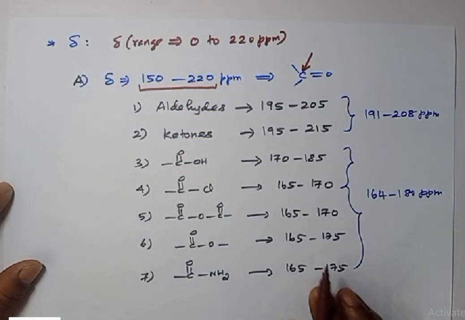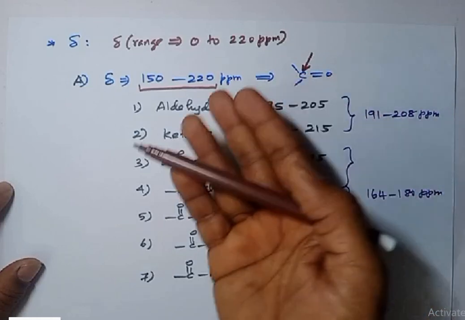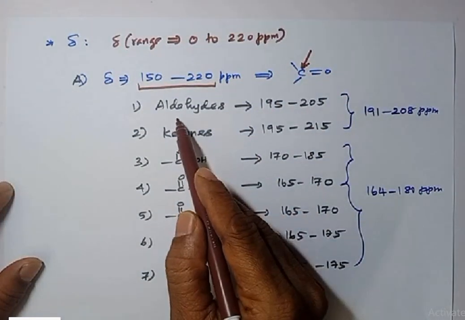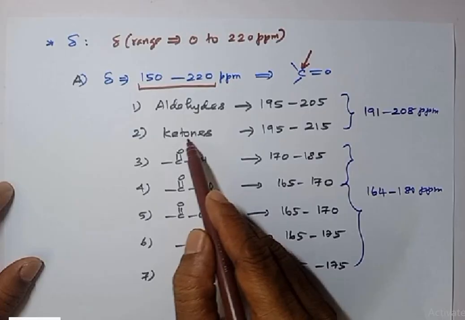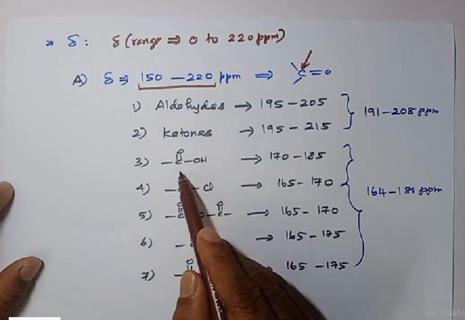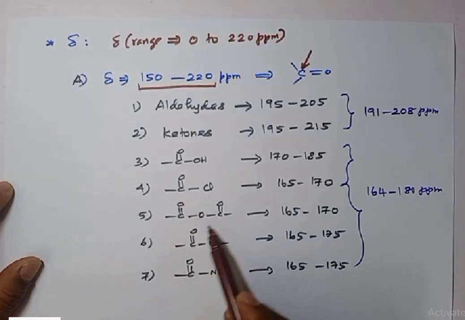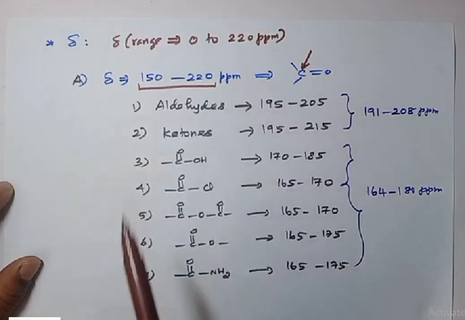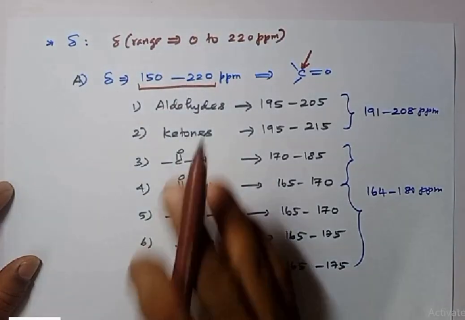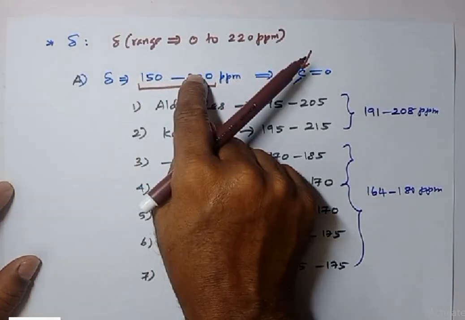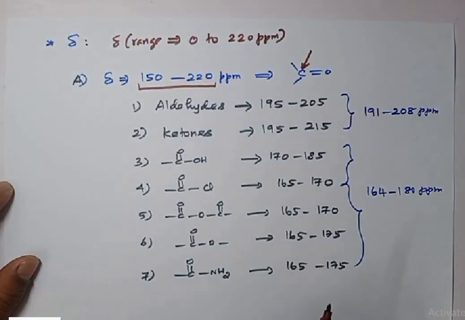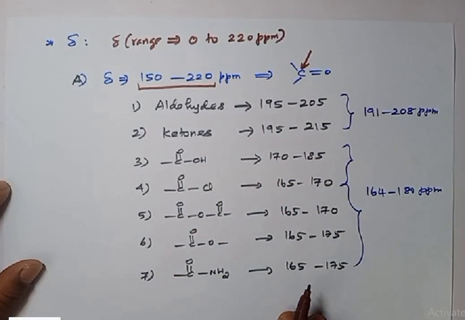Now, what are the compounds of the carbonyl group? It may be an aldehyde, it may be a ketone, it may be a carboxylic acid, and acid chlorides, then we have esters, then we have acid anhydrides, and amides. All these compounds have carbonyl carbon. All these carbonyl carbons appear in the range of 150 to 220 in the C13 NMR spectrum.